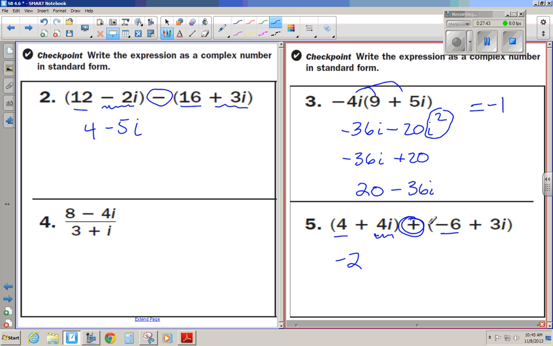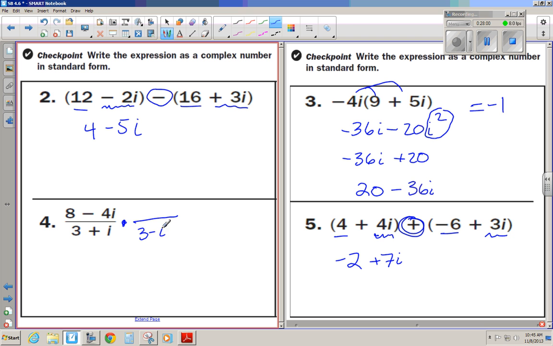4i plus 3i. There you go. All right, number 4 is the most time consuming because you have to multiply by the conjugate of the denominator. It's exactly the same except a different sign. And the whole reason for doing that is it gets rid of the i middle term.